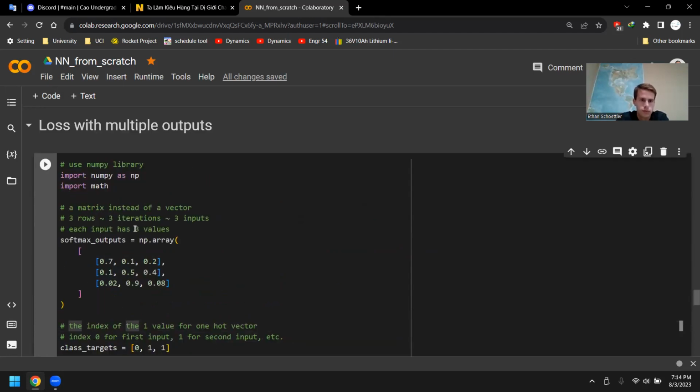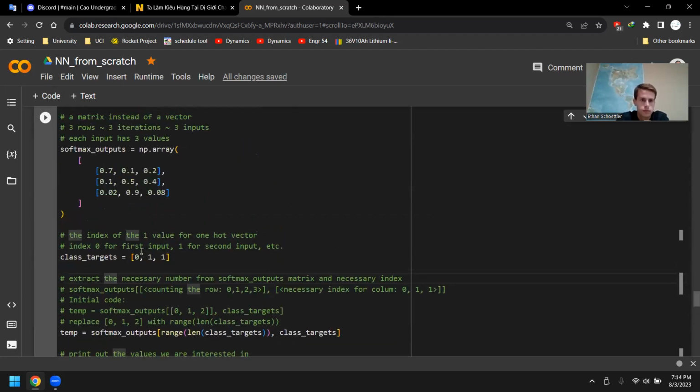So for example, we have the first row, the index we're interested in is 0, right? So this number is the only number that we're interested in. The second one is 1. So for this one, the only number that we're interested in has index of 1. So the next one is 0.5. And by the way, I'm not sure if you know this, but for Python, index starts at 0.